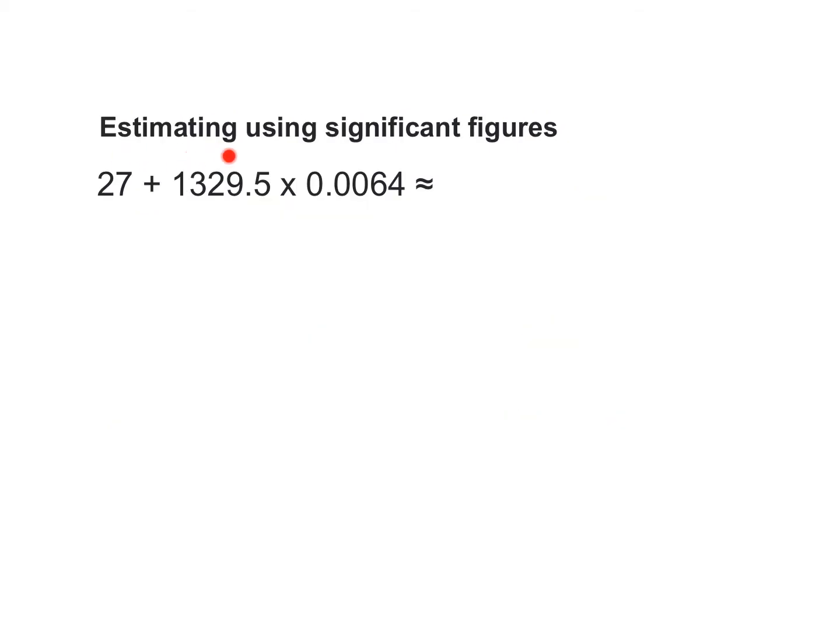Alright, we can also use estimation using significant figures. If this is our number, what could we make that number significant to? So it would be a number that we could use. So I would say that that would be 30, because 27 is closer to 30.